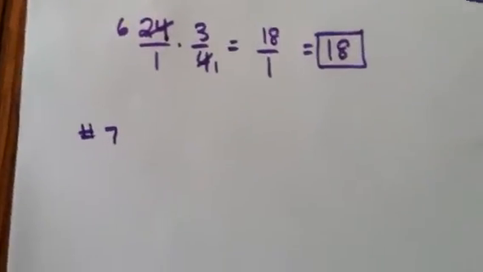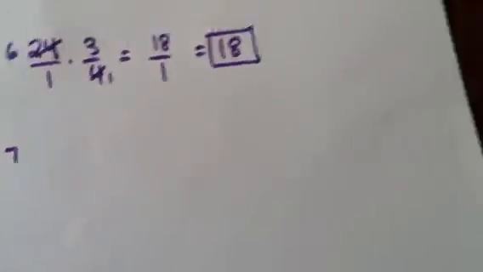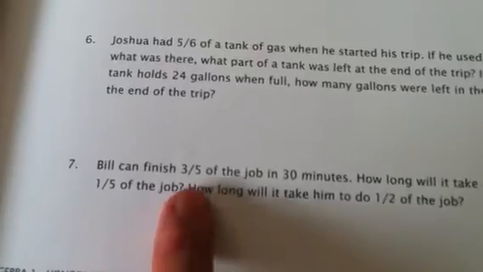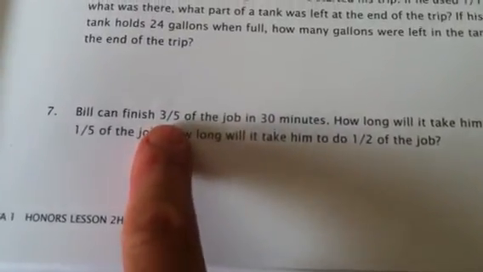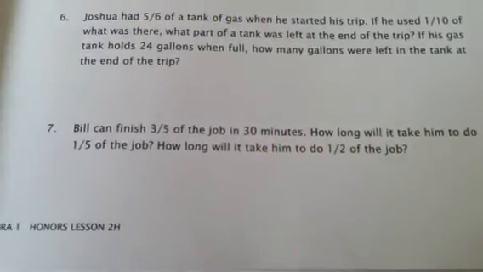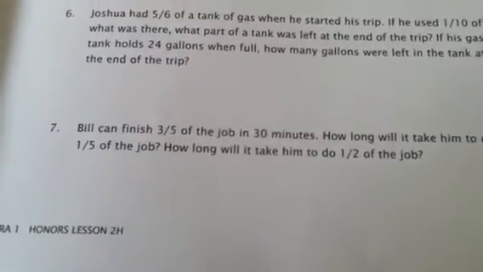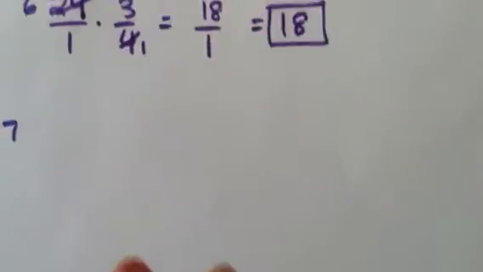That's the one that seems to be giving everybody the most grief. It says Bill can finish 3/5 of, and as soon as I see that word of, I'm thinking times, 3/5 of the job in 30 minutes. Here's the problem with this one. We have not really learned yet in Algebra 1 how to solve equations, not even how to set them up, not alone solve them. So my goal is to try to think through this without writing an equation.